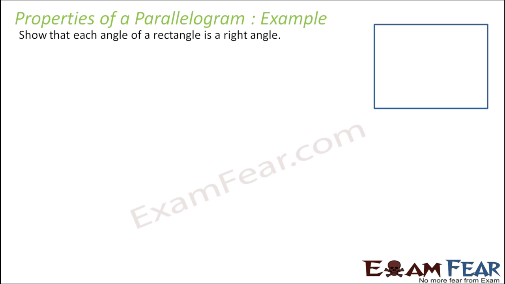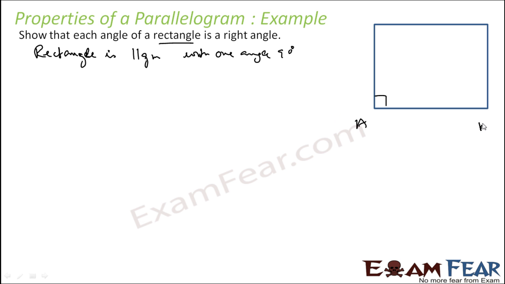Let's take some examples now. We have to show that each angle of a rectangle is a right angle. By definition, a rectangle is a parallelogram with one angle 90 degrees. That means it is a parallelogram with one angle 90 degrees.